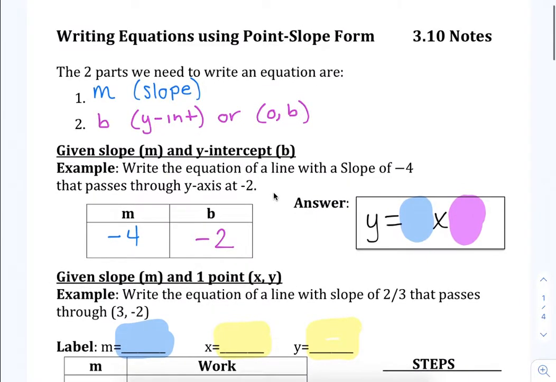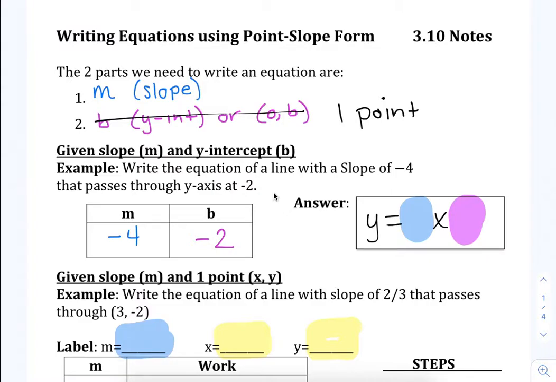Okay, so let's talk about the two things that we need to know in order to write an equation. In general, I should always be looking for my m and b. In this case, if we're using point-slope form, I'm going to change this right here. I'm going to say in order to use point-slope form, we need an m and 1 point. Okay, if we had m and b, we'd be able to go straight to an answer, like the first example.